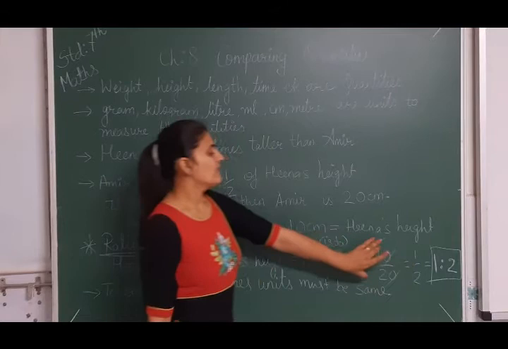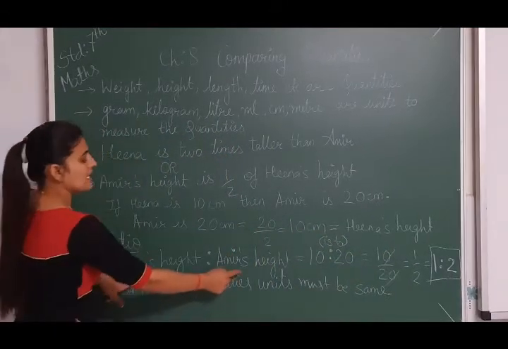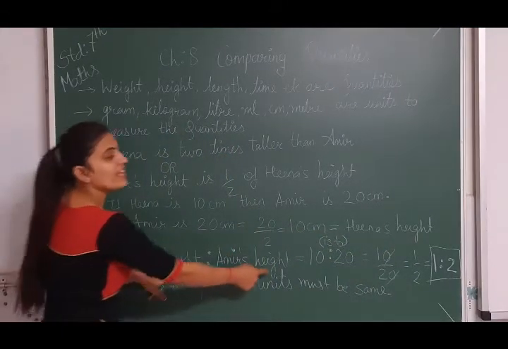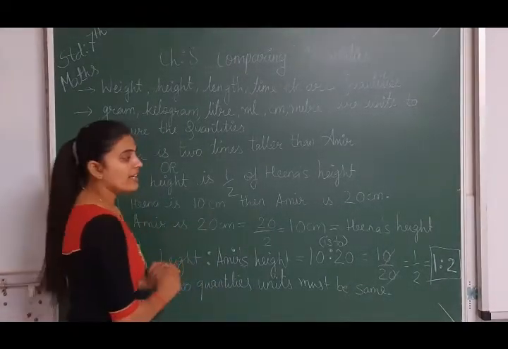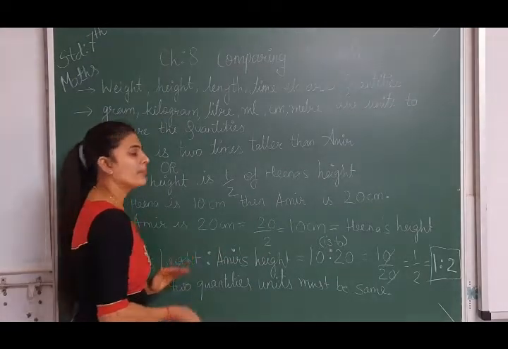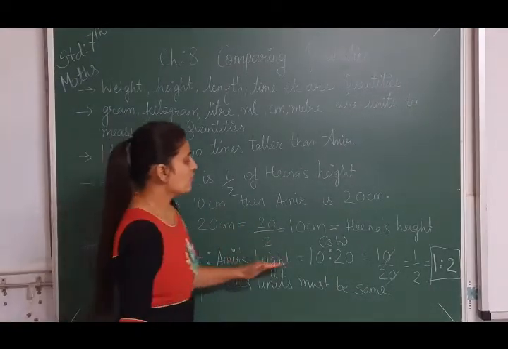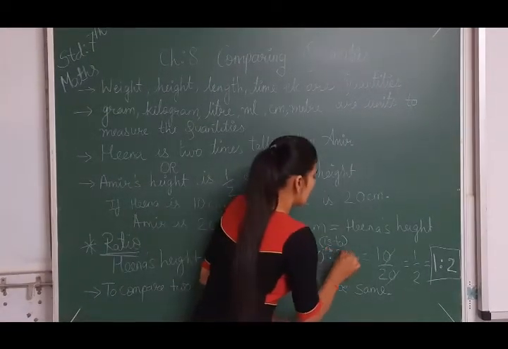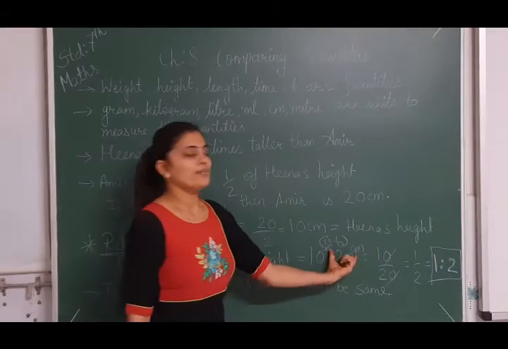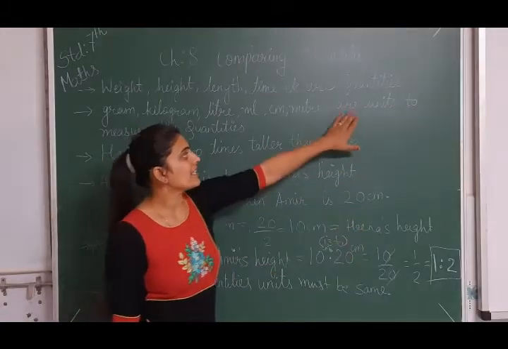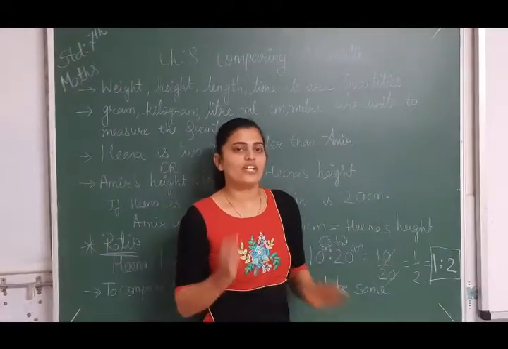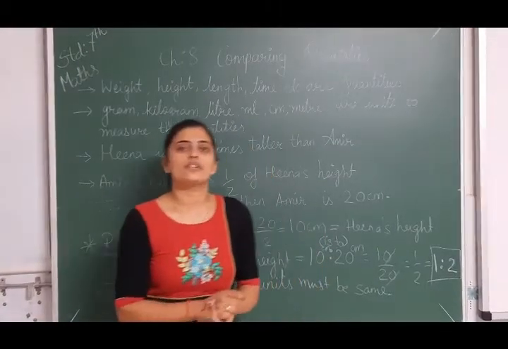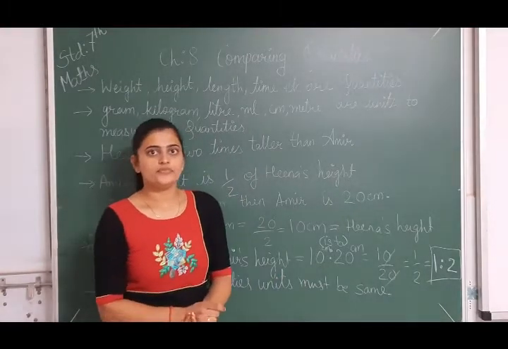Here you can see, we are comparing Hina's height and Amir's height. Both we are comparing, what? Height and height. So here you can't compare height and weight. You can only compare height and height. So both heights will be in centimeter and centimeter. What is centimeter? Centimeter is a unit. So the units must be the same. Whenever you are doing a comparison, the units must be the same.